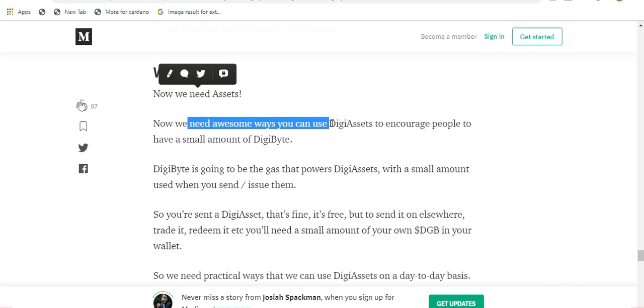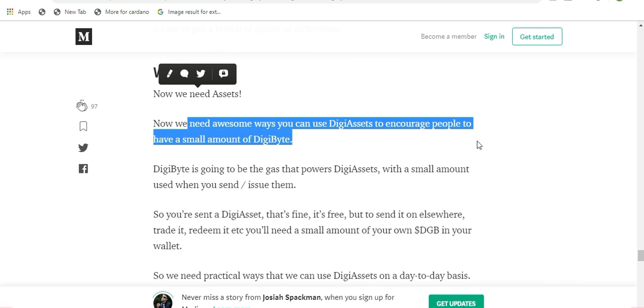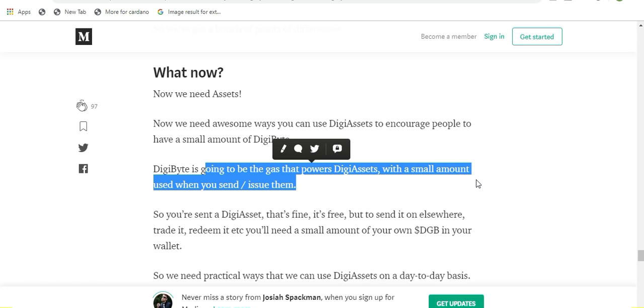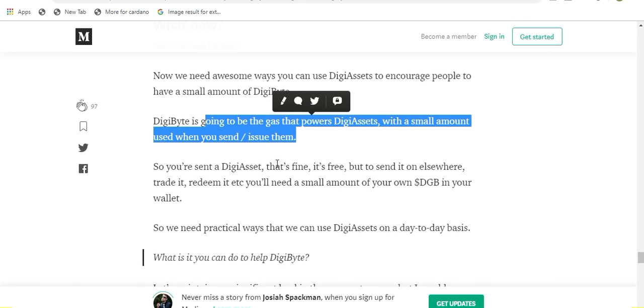Now we need awesome ways to use DigiAssets and encourage people to have a small amount of DigiByte on their phone to use these DigiAssets. DigiByte is going to be the gas that powers DigiAssets, with a small amount used when you send and issue them. So if you're sent a DigiAsset, that's fine, it's free, but to send it on somewhere else or trade it or redeem it, etc., you need to have your own small amount of DigiByte in your wallet to be able to do so.